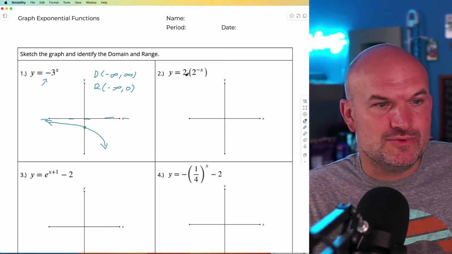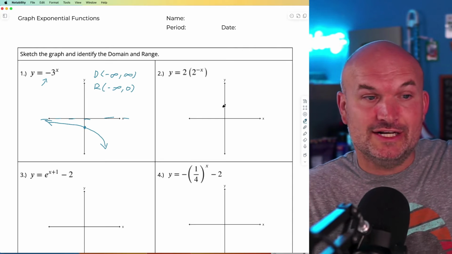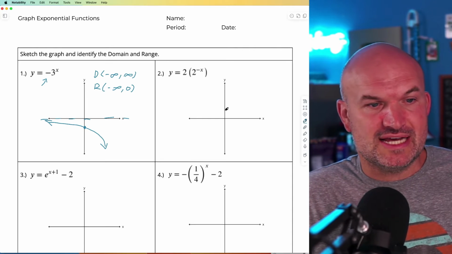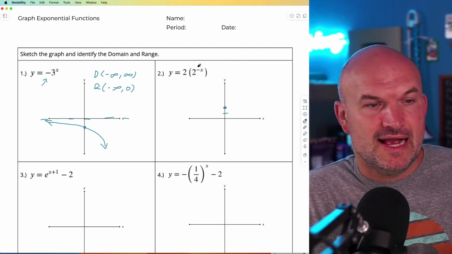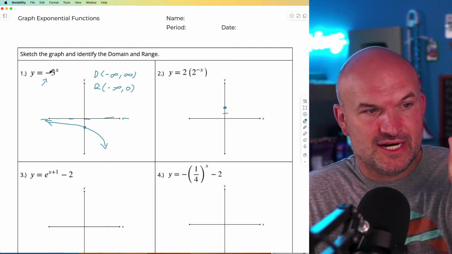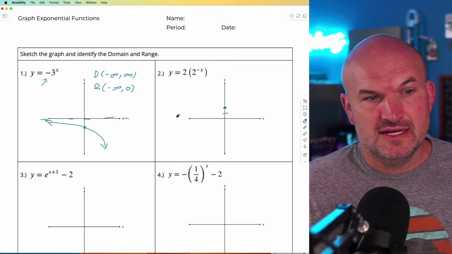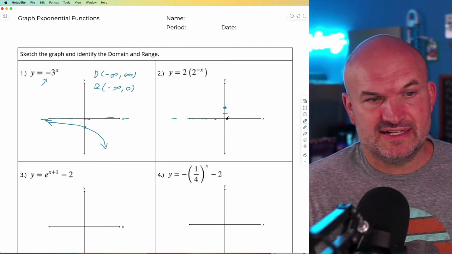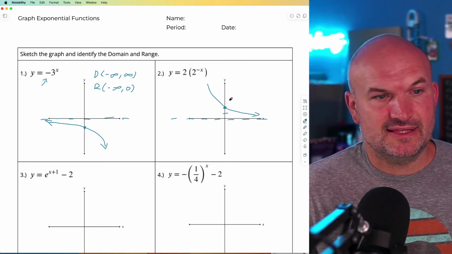All right, the next one here, I have a 2. So that's going to change my new y-intercept. Whenever you're multiplying by a number on the outside, that's going to change my new y-intercept to be at (2, 0) instead of (1, 0). And then I have not only a reflection about the x-axis, but now I have a reflection about the y-axis. So none of these transformations are affecting my horizontal asymptote. So this graph is going to look something like that.